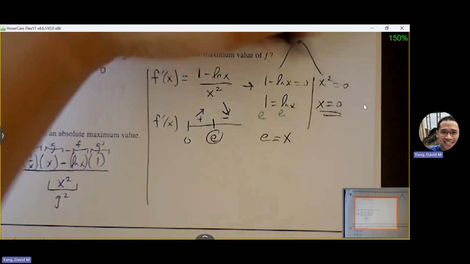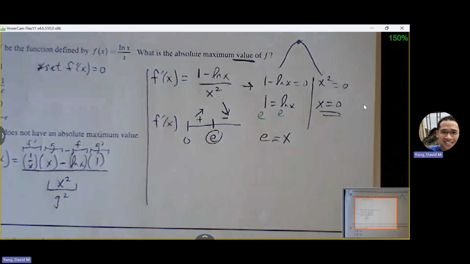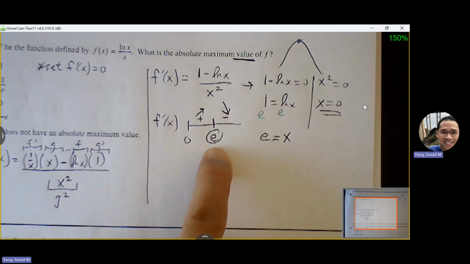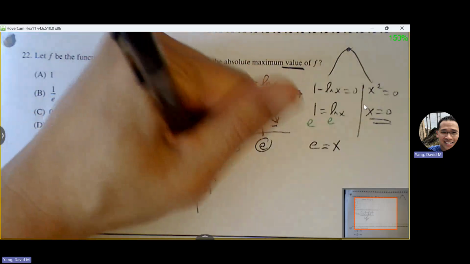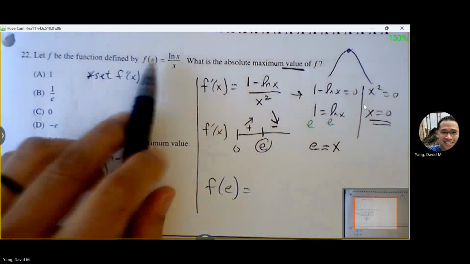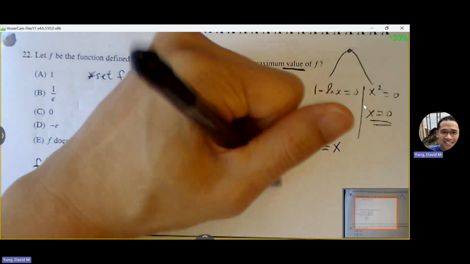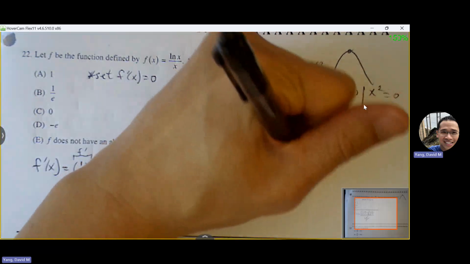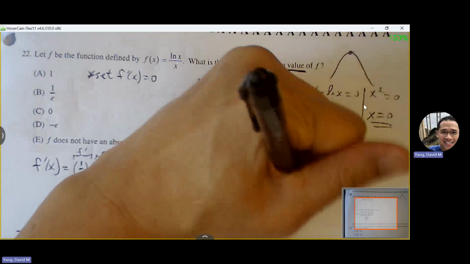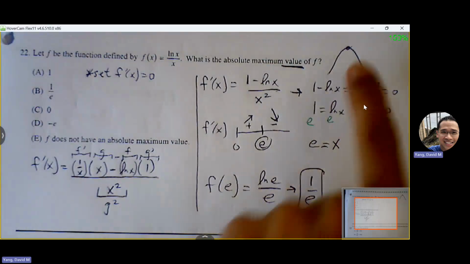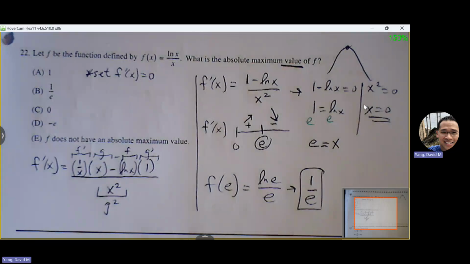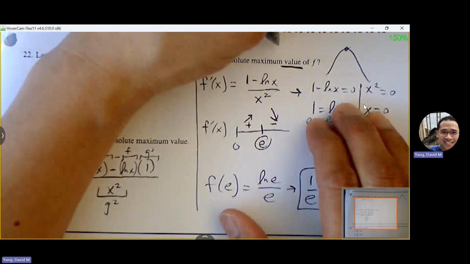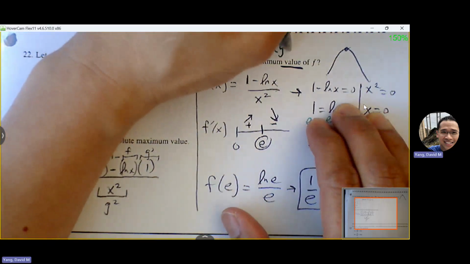But it's asking for the value, though. So the value is not the x value. It's the y value. So we have to put this back into the original function to get that y value. Back to the original function: natural log of e over e. Natural log of e is 1. So 1 over e is my y value at this point. The maximum value is basically asking for that y value.